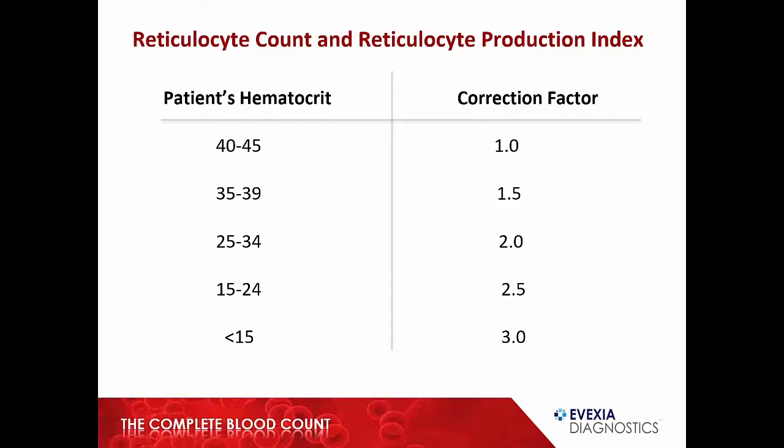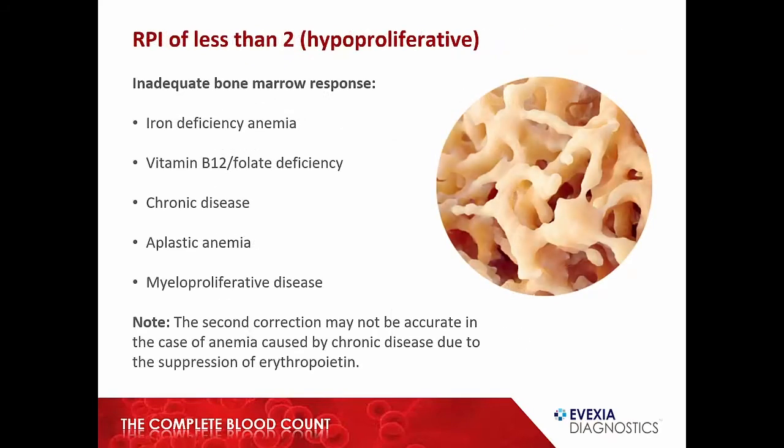So this slide displays the correction factor. So what you would do is, if the patient's hematocrit came back, let's say, between 25 and 34, you would put their corrected reticulocyte count over 2, the number 2, and then do the math from that point. Now, once you do that calculation, here's what it means.